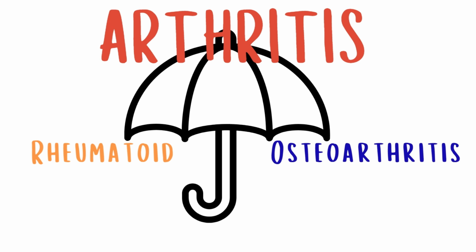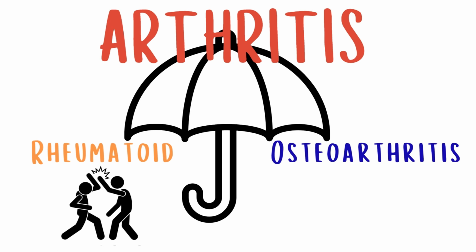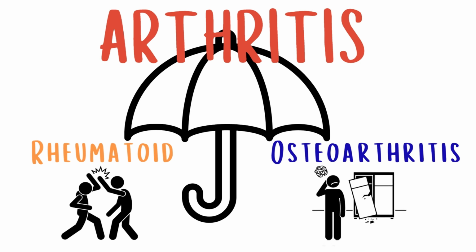So let's get down to the nitty gritty, the core problem. Think of rheumatoid arthritis as an inside job. The body's immune system gets confused and starts attacking the joint's own lining. Osteoarthritis, though, that's a mechanical issue. It's just simple wear and tear. The cartilage breaks down from a lifetime of stress and use.